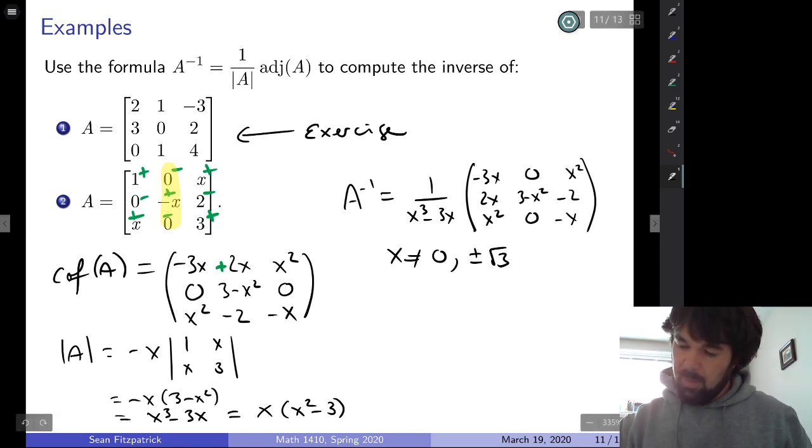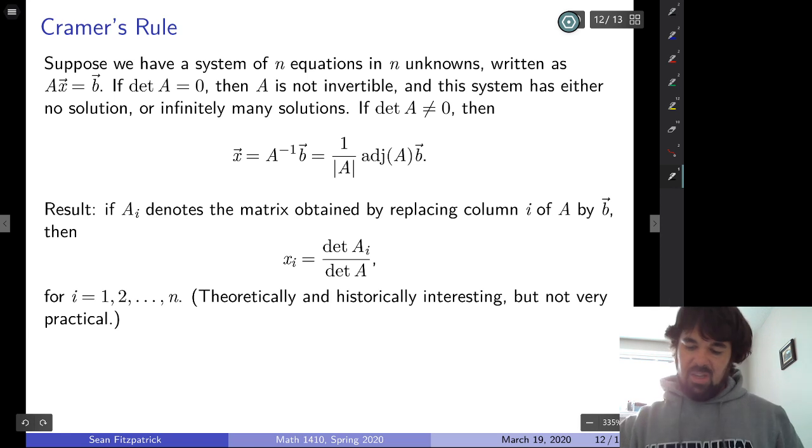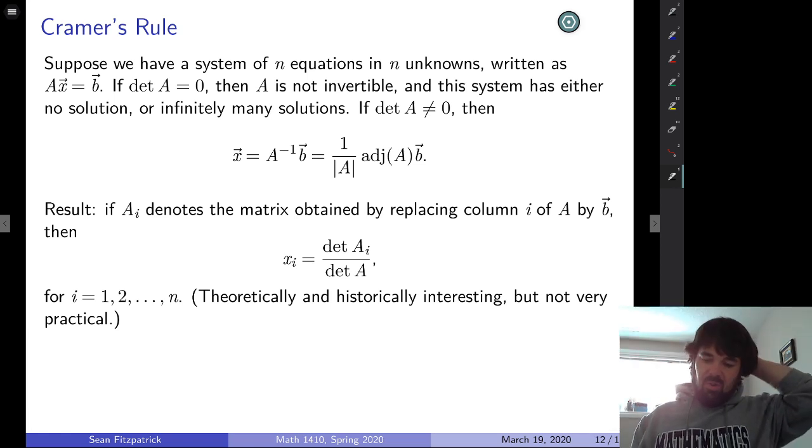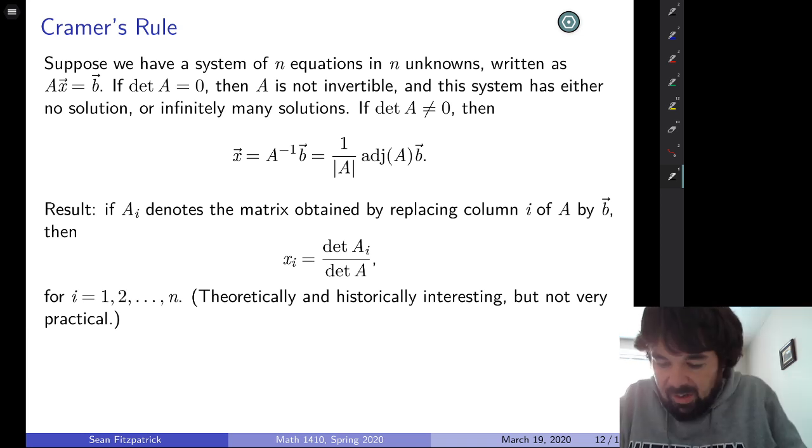Okay. So the last thing I'll mention, and then we're going to wrap this up. I'm just going to mention this to you. Cramer's rule. So Cramer's rule is an interest. It's a curiosity. It's a cool thing, but again, it's not something that you really want to use in practice.